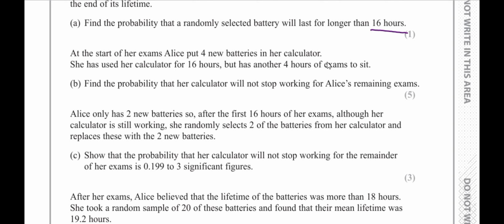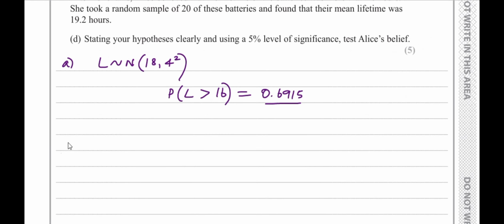Writing this using the probability conditions, this is actually finding out the probability that a battery will last for more than 20 hours, given that it has already lasted for more than 16 hours. So let us write this conditional probability as the probability of L being greater than 20, given that L is already greater than 16.